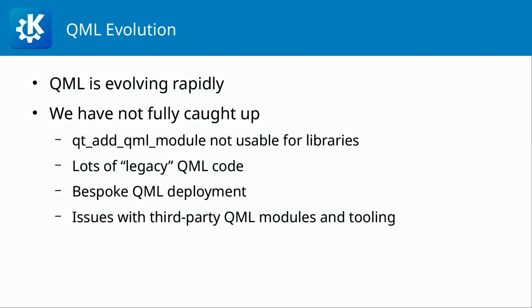One issue that we had is that a lot of the tooling and performance improvements in QML rely on the Qt QML module CMake API, which unfortunately is still lacking any support for installing the created module to the file system, which is important when you're developing libraries that ship QML modules as part of their API.